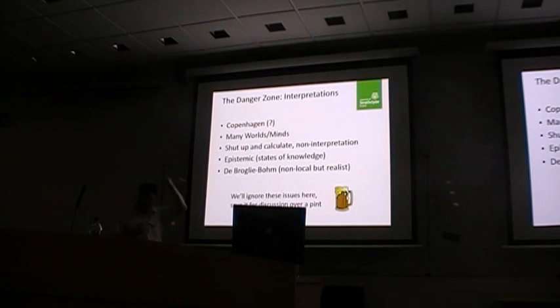There are sort of epistemic viewpoints, which are, I'd say, related to the shut-up-and-calculate view: quantum mechanics is a way of codifying knowledge of the world, of what we can know about the world. And then there are ways of trying to reconcile classical determinism with quantum probabilities by using pilot waves or some underlying non-local field which determines the behavior of quantum systems. But we'll ignore these issues here, and it's best saved for a discussion over a pint.